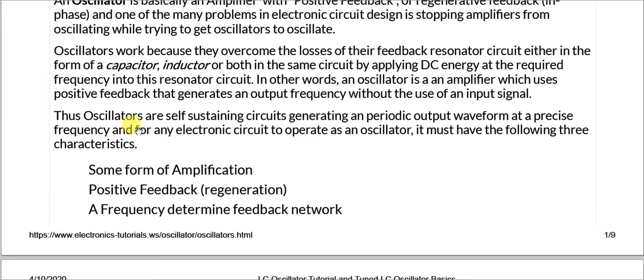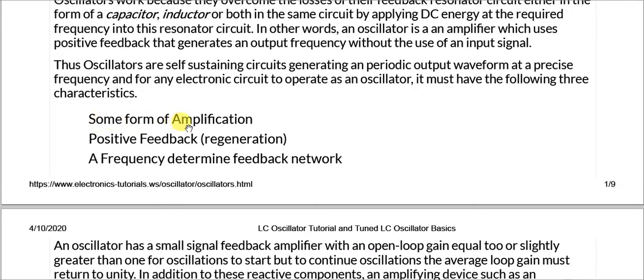The oscillators are self-sustaining circuits generating a periodic output waveform at a precise frequency, and for any electronic circuit to operate as an oscillator, it must have the following three characteristics: some form of amplification, that is an amplifier; positive feedback, the element to feed back the signal, that's the regenerative feedback; and a frequency determined feedback network, that is the particular frequency of that network as well.